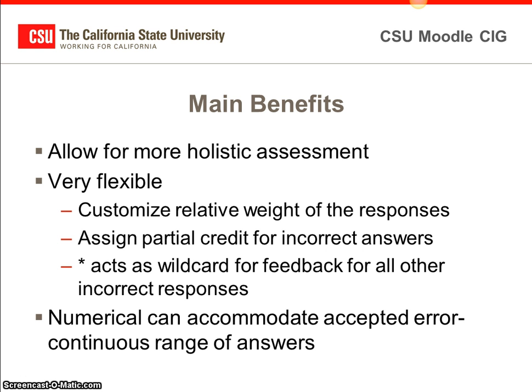As you'll see later, you can determine the weight that each response will receive relative to the others in the question's score calculation. You're also able to assign partial credit or to give 100% credit for more than one answer. You can give feedback for each response in every answer field, and the numerical type seems particularly powerful.